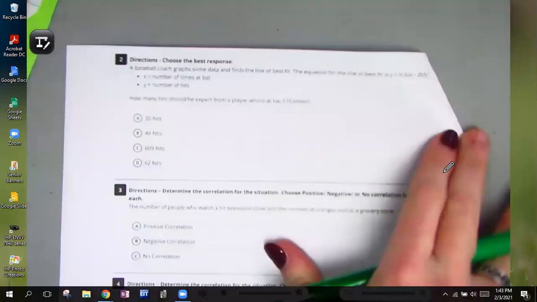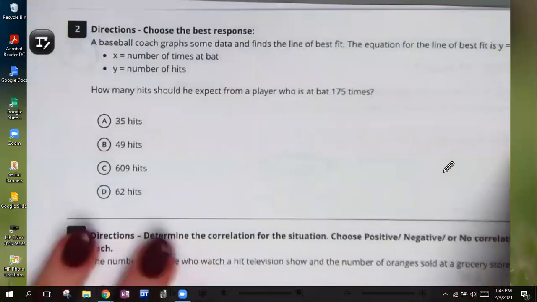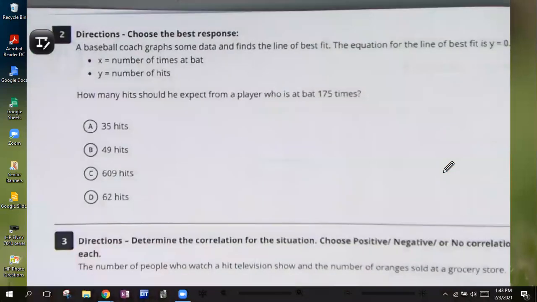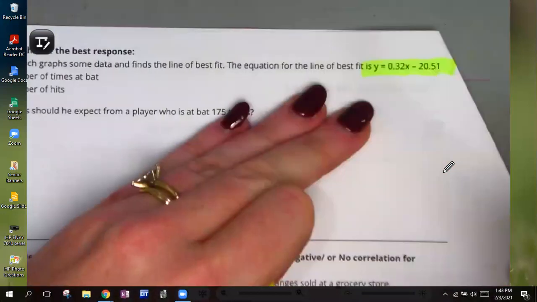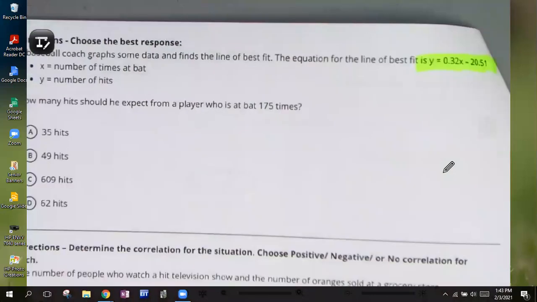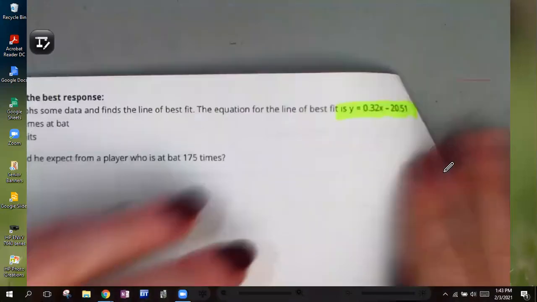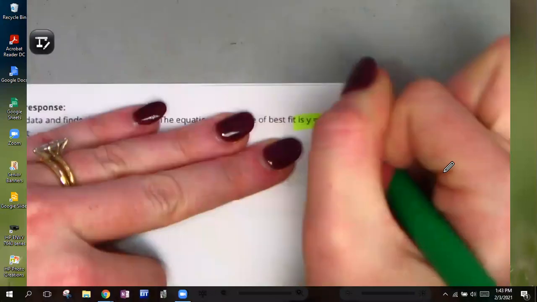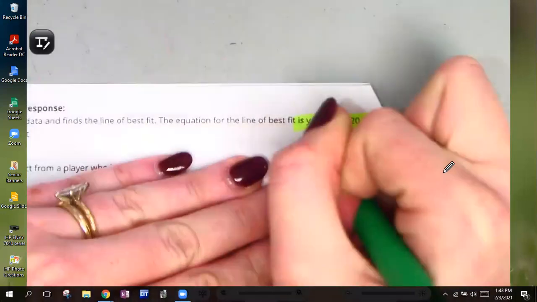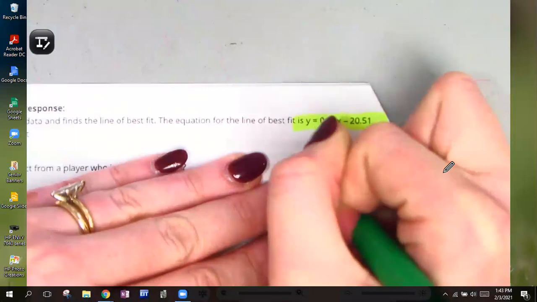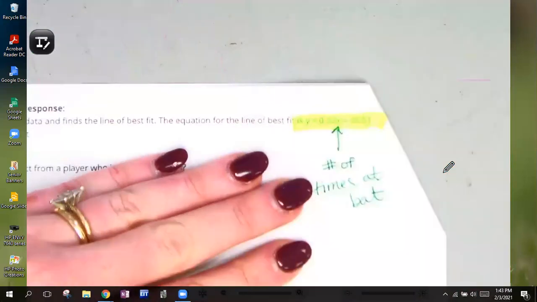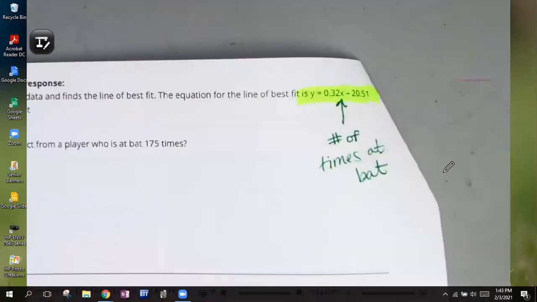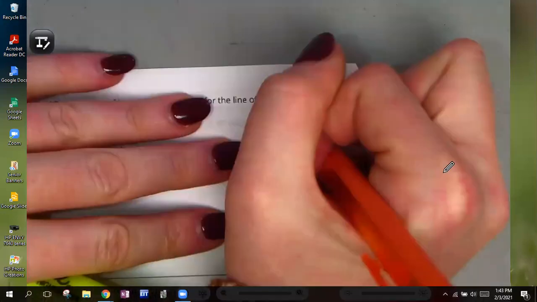Number 2. It says a baseball coach graphs some data and finds the line of best fit. The equation for the line of best fit is this. All right, where this X represents the number of times at bat. That's what the X represents. And the Y represents the number of hits.